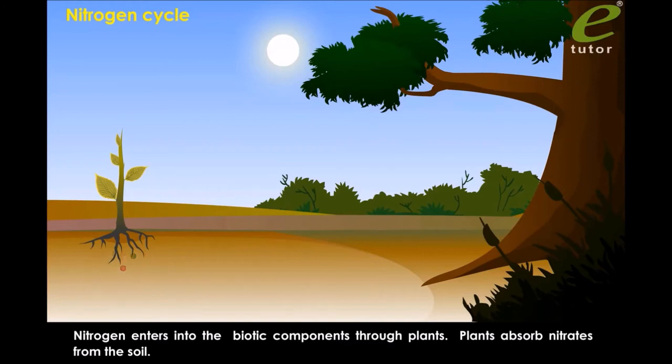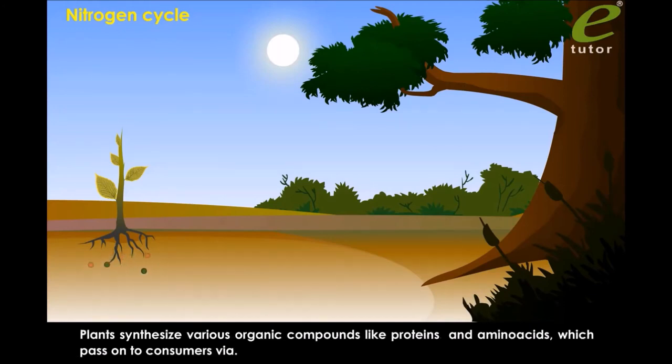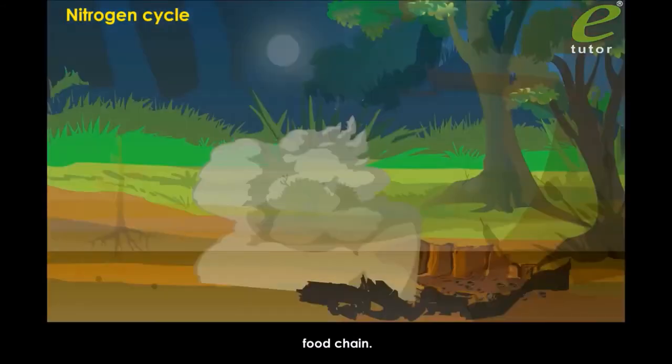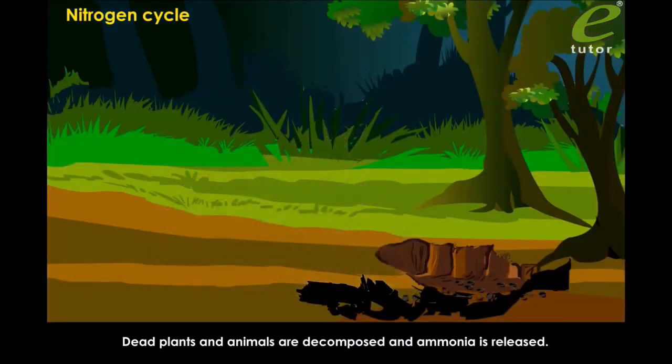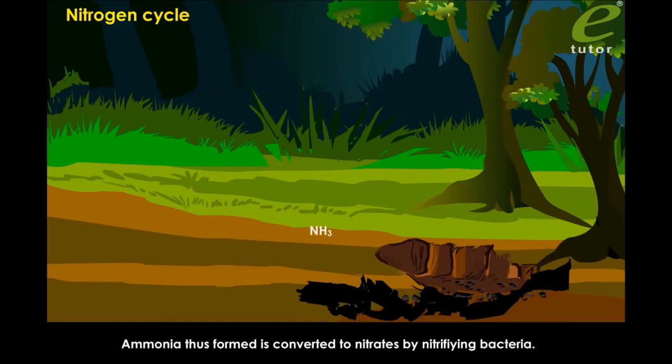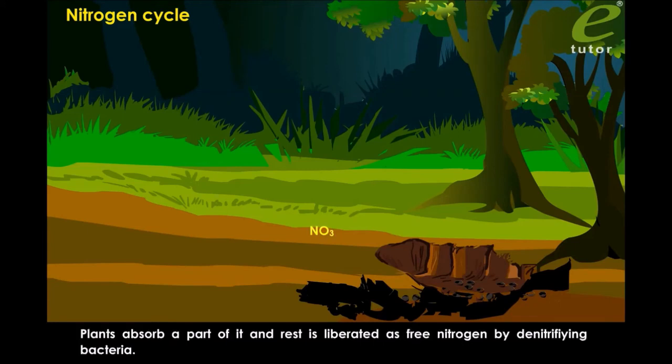Nitrogen enters into the biotic components through plants. Plants absorb nitrates from the soil. Plants synthesize various organic compounds like proteins and amino acids which pass on to consumers via food chain. Dead plants and animals are decomposed and ammonia is released. Ammonia thus formed is converted to nitrates by nitrifying bacteria. Plants absorb a part of it and rest is liberated as free nitrogen by denitrifying bacteria.